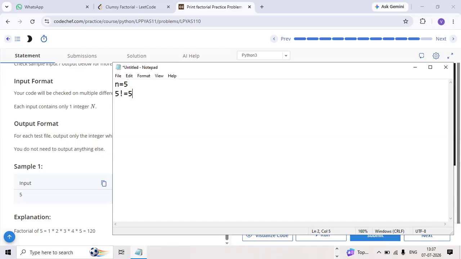So 5 into 4 into 3 into 2 into 1. Here you get the answer as 120. So the factorial of 5 is equal to 120. It's as simple as that.